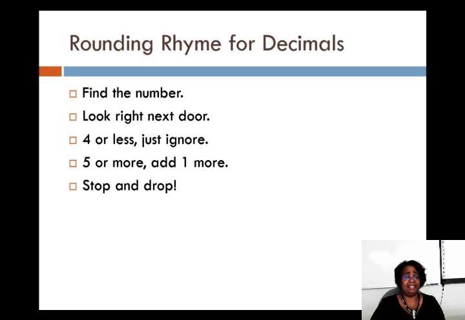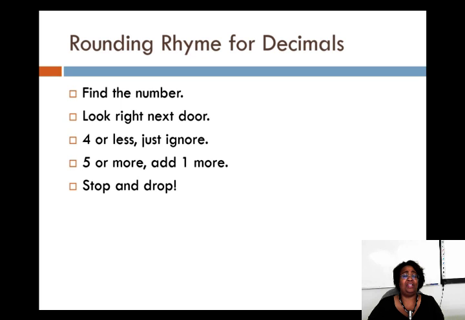The first line says, find the number. When I say find the number, I mean go find the place value that you need to round to and underline it. And then on the second line it says look right next door. Once you find that place value that you're rounding to, you're going to look to the right. What number is immediately to the right of that number? The number that's next door, I circle.